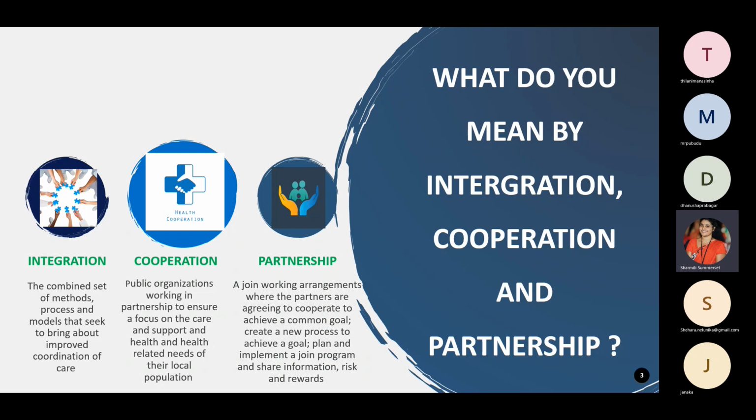How? In partnerships, both the parties involved can be agencies, or any two persons or individuals who are involved in developing a care program. Both parties in that care program are joining hands and working together to make all the decisions or arrangements, right? So it is a joint working arrangement where the partners agree to cooperate to achieve a common goal, create a process to achieve a goal, plan and implement a joint program and share information, risk and reward. So yes, that is partnership.